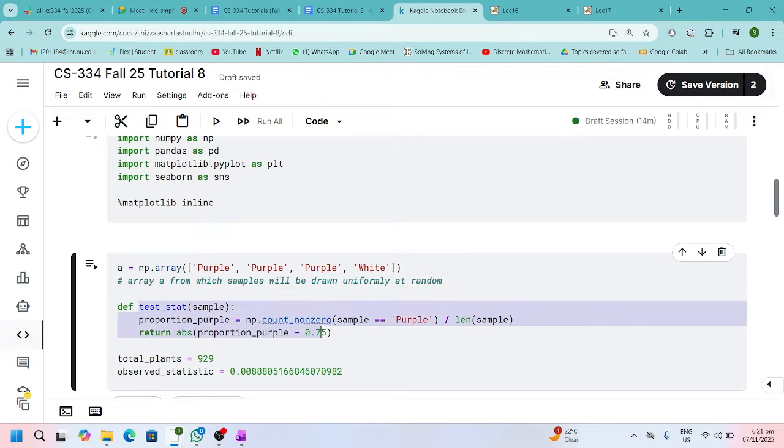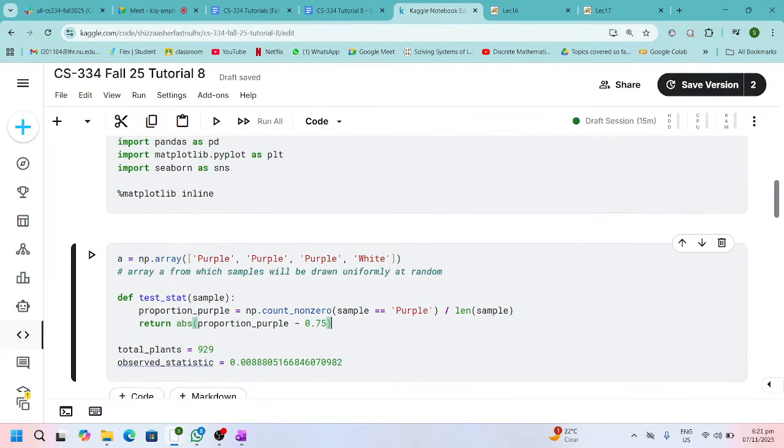And then you have a simple function जो आपको test statistic की value calculate करके देता है by counting the number of purple flowers in your sample. Sample is an array that is passed and then it divides it by the length of the sample. जब ये proportion आ जाती है तो ये उसका absolute distance लेता है from 75% and it returns that to you. You have to repeat this for multiple samples several times in order to generate a distribution.